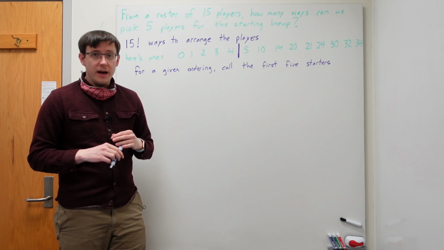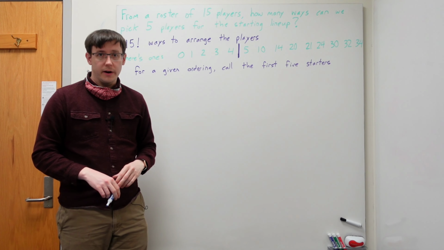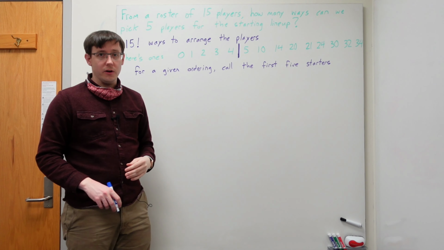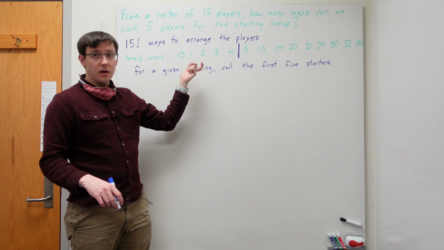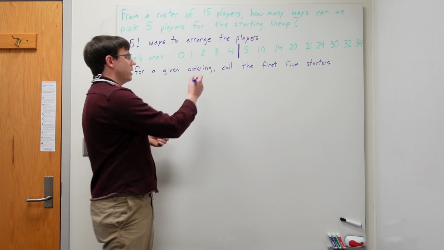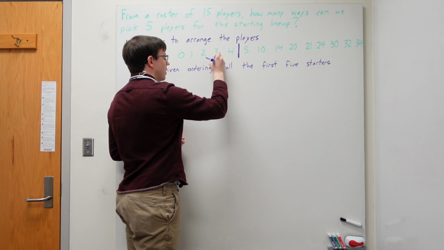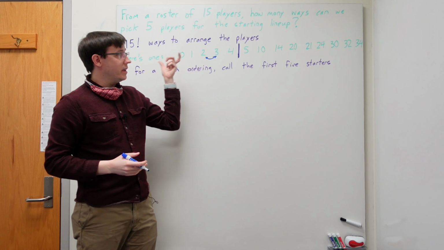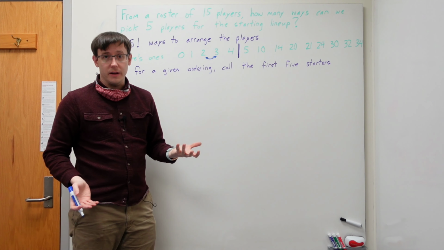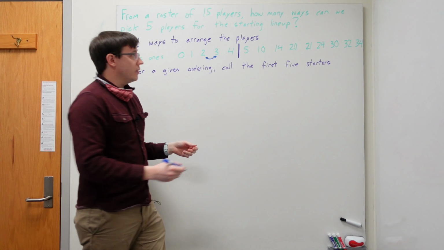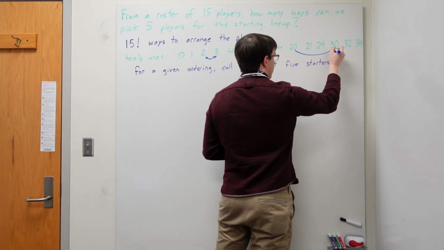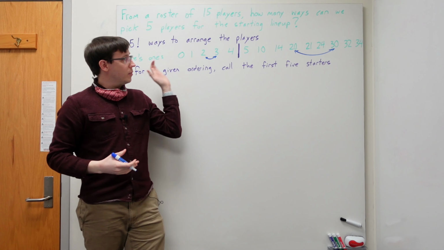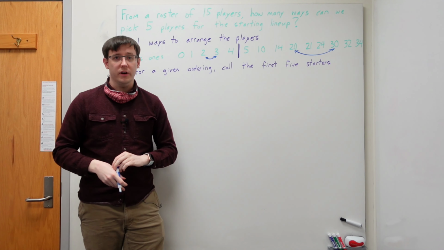But there are definitely not 15 factorial distinct starting lineups, because if we consider all 15 factorial arrangements, then we have a lot of repeats. In particular, if we were to switch players 2 and 3 here, we would still have the same 5 players in the starting lineup. And likewise, if we were to swap our 2 players from the bench in the ordering, that would still give us the same first 5 and therefore the same starting lineup.